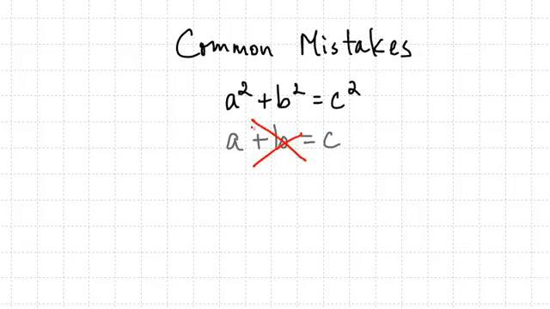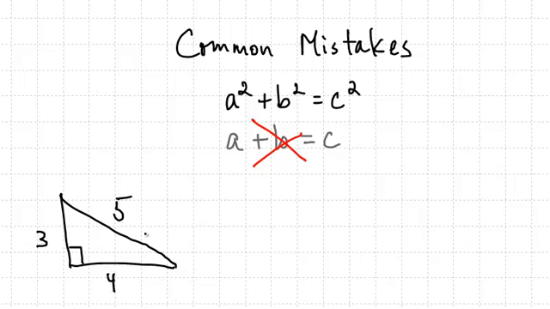Just because a squared plus b squared is equal to c squared does not mean a plus b is equal to c. My reasoning for this is to think about, first of all, the 3, 4, 5 right triangle, the Pythagorean triple. We know that 3 squared plus 4 squared is equal to 5 squared, the Pythagorean theorem tells us. And 3 plus 4 is obviously not equal to 5.